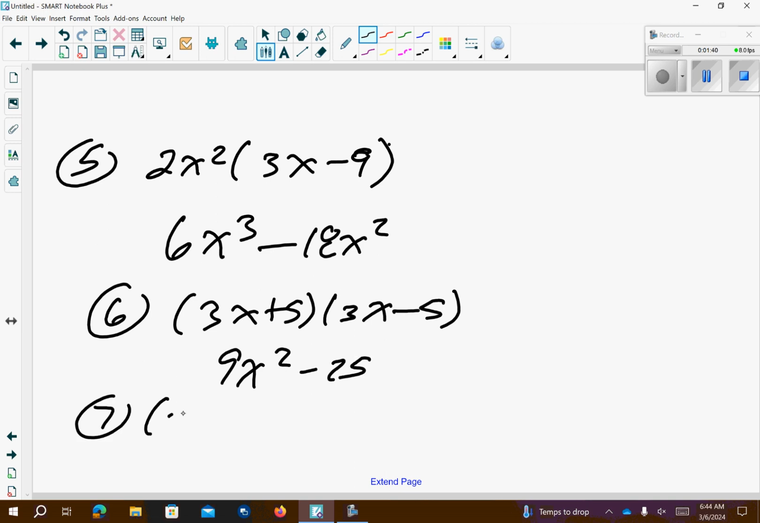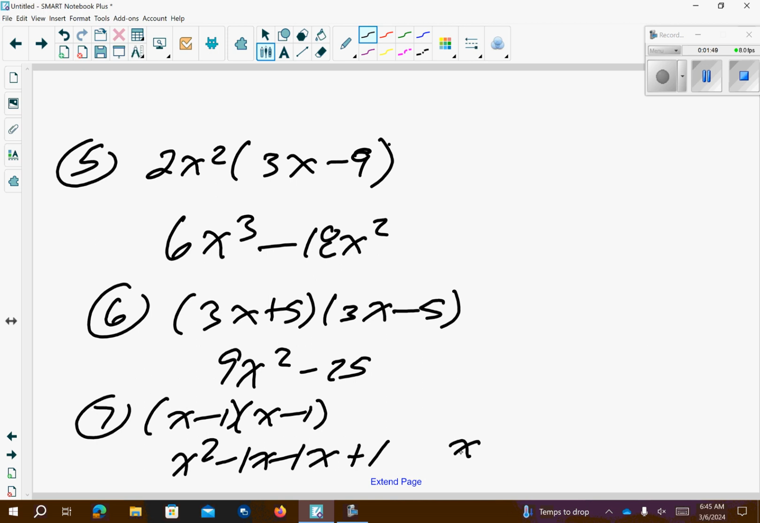And number 7, you have x minus 1 and x minus 1. Double distribute this. That gives me x squared minus 1x minus 1x plus 1. Add your like terms, so you get x squared minus 2x plus 1.